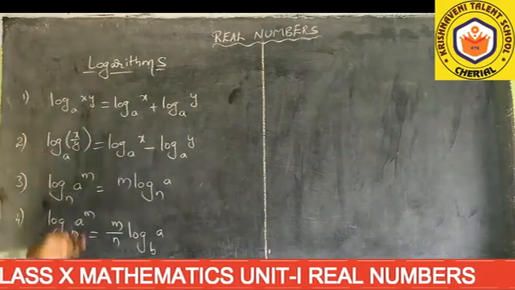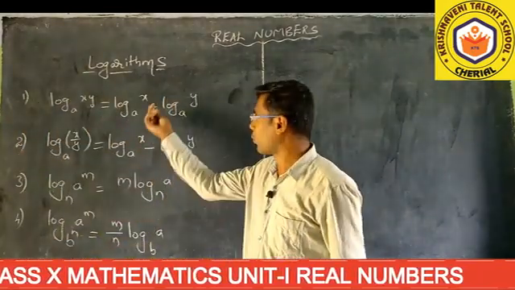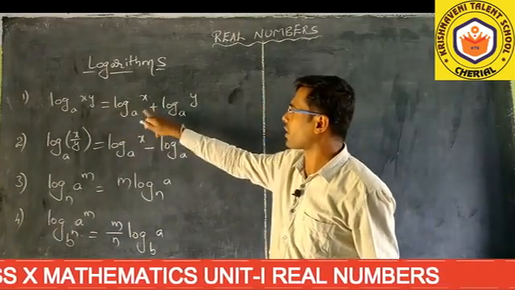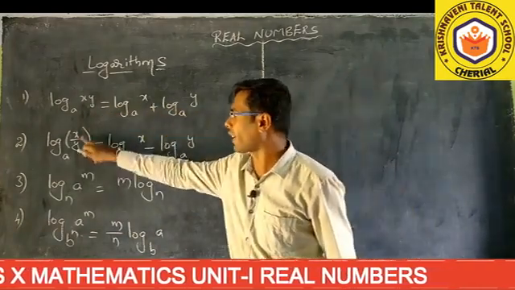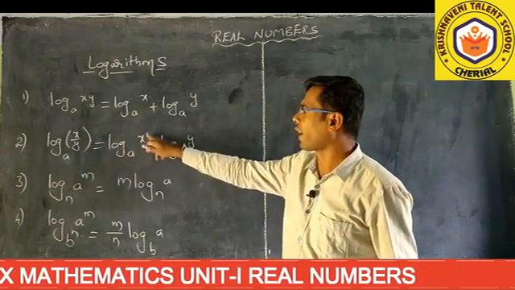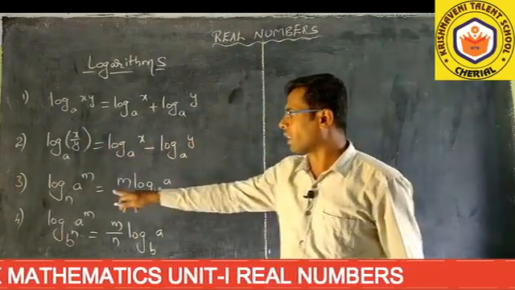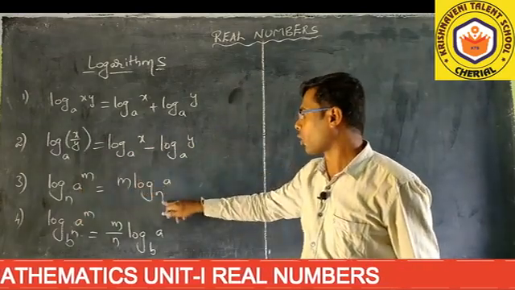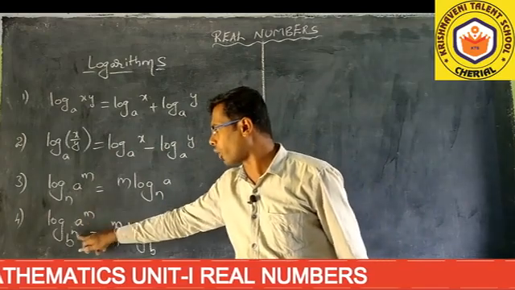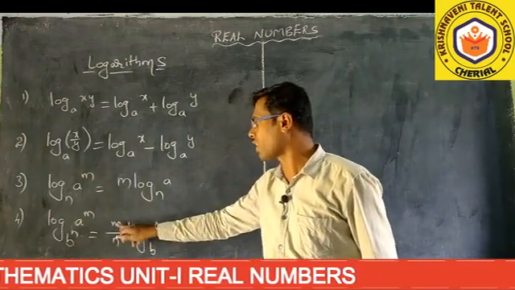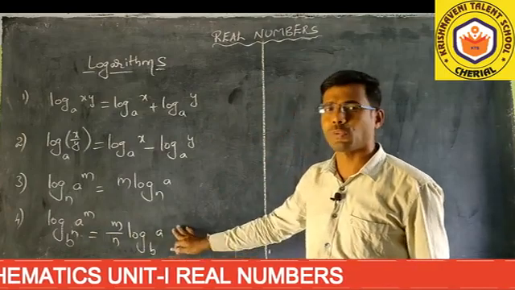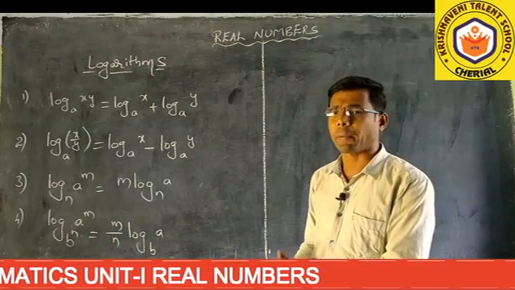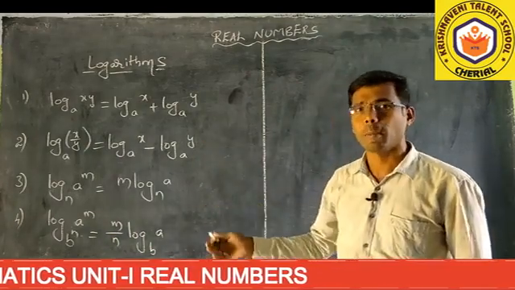In the previous class I explained these four laws of logarithms. The first law, log xy to the base a equals log x to the base a plus log y to the base a. The second law, log x by y to the base a equals log x to the base a minus log y to the base a. Third law, log a to the power of m to the base n equals m log a to the base n. And the fourth law, log a to the power of m to the base b to the power of n equals m by n log a to the base b. I also told you to learn these four laws perfectly. If you are perfect in these four laws, you can easily do the problems.